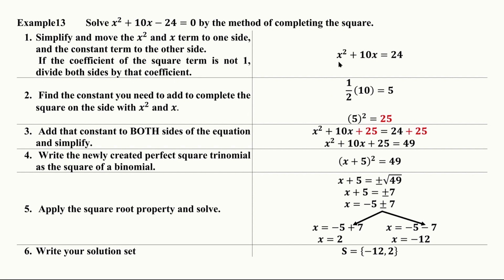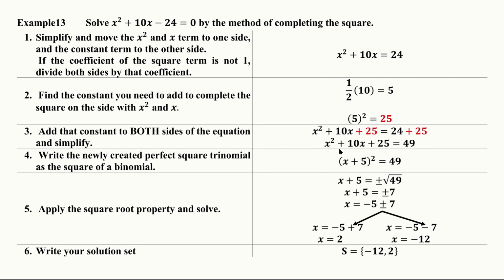Now we're going to add the 25 to x squared plus 10x to complete the square on that side, right? But now we're dealing with an equation, so we can't just do something to one side of an equation. Whatever we do there, we have to do to the other side as well. So we need to add the 25 to the 24 that's already on the other side, right? So we end up with x squared plus 10x plus 25 equals 49.